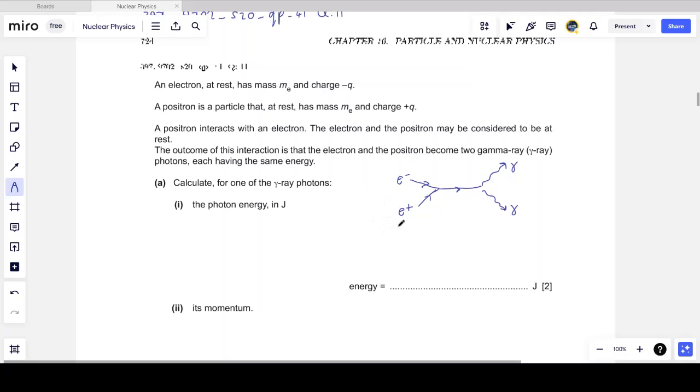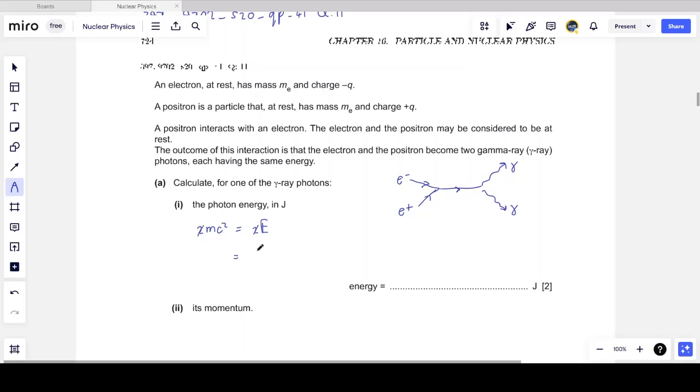Well, now there's two particles going in and there's two gamma rays coming out. So I can say 2mc squared is equal to 2E. But I can simply see that the energy of a single photon is going to be mc squared. It's the energy of either the positron or the electron.